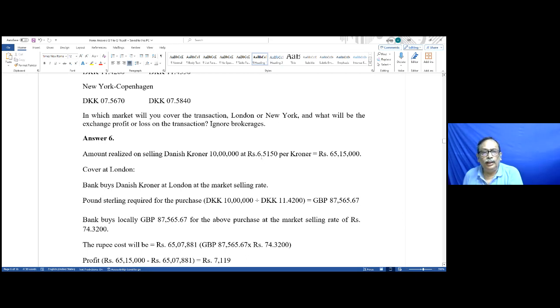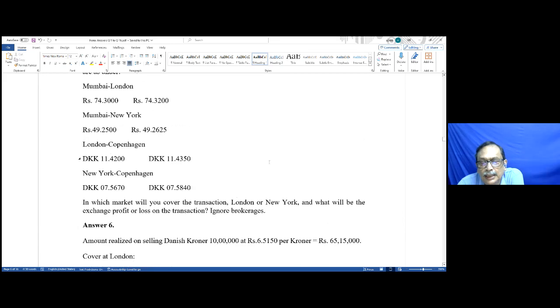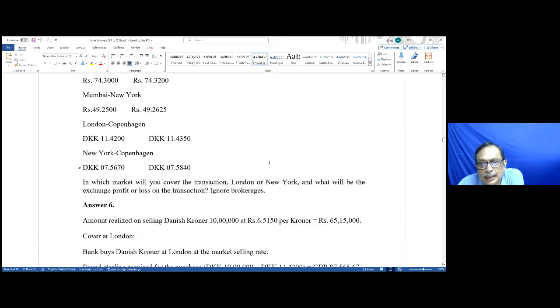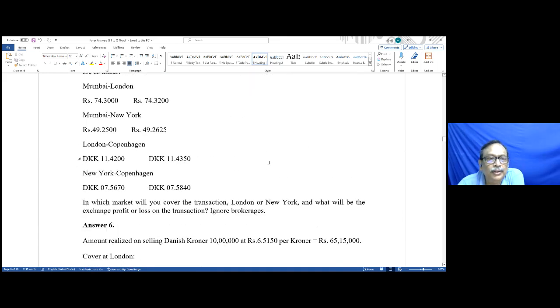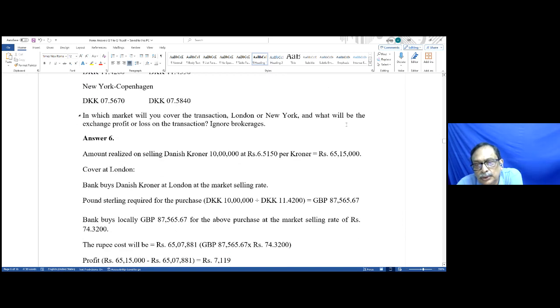So let us proceed with the solution. Amount realized on selling Danish kroner, that is 10 lakhs at 6.5150. It is given in the question. So it comes to 65,15,000.